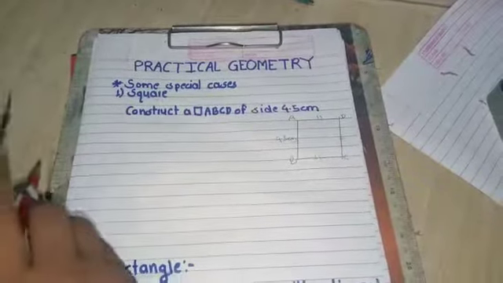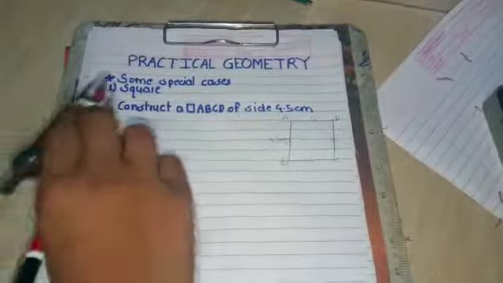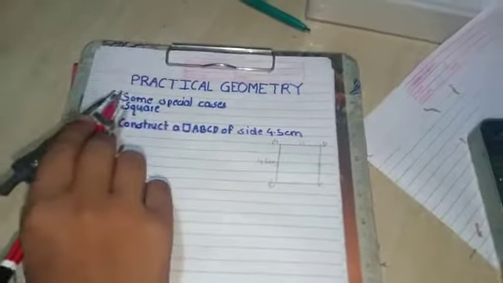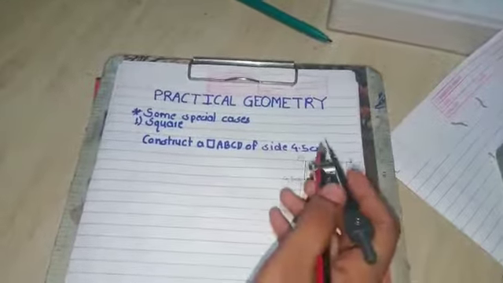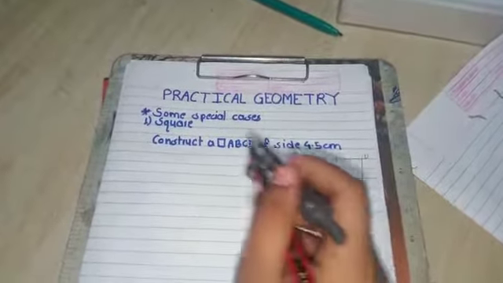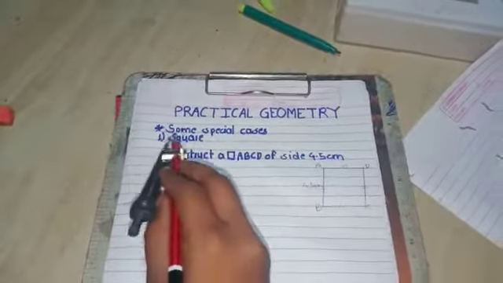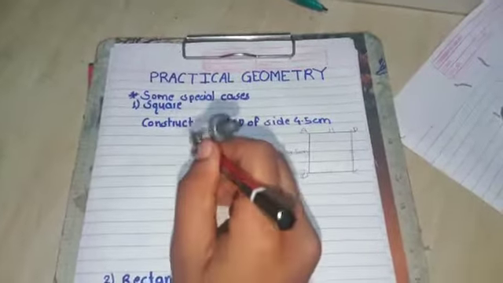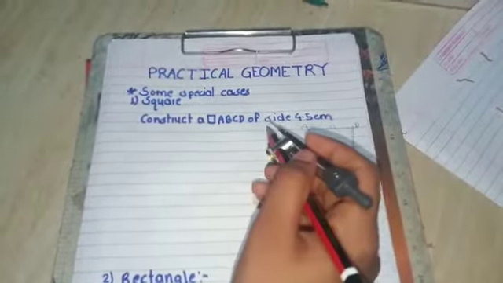Hello everyone. In today's video lecture on Practical Geometry, we are going to learn some special cases. Till now, we have learned the construction of various types, but those were all of the general quadrilateral. In this video lecture, we are going to learn some special cases. So what do we mean by special cases?